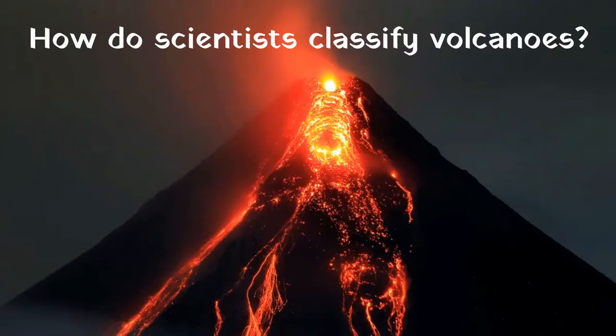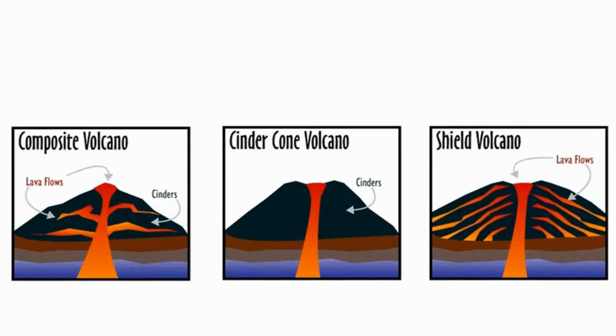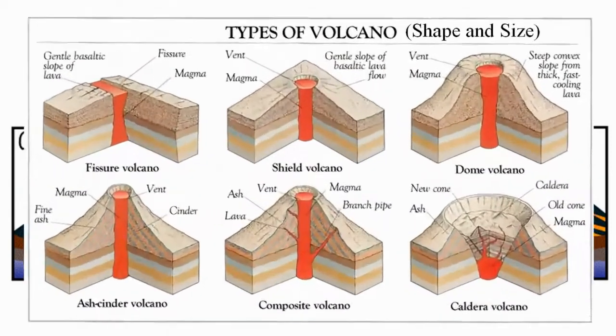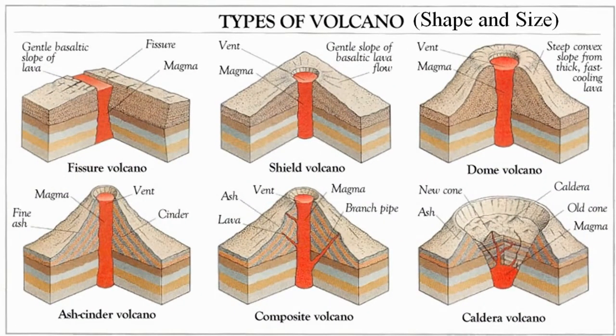Scientists will classify volcanoes in about three different ways, more than that, but mainly three different ways. The first one is the size and the shape of the volcano. So there's three main types. There's way more than three, we'll see in just a moment, and they're shaped and sized differently. So for example, the first one on the top left is a fissure volcano. It's flat. There's just magma that's kind of running beneath it and just a crack in the opening.